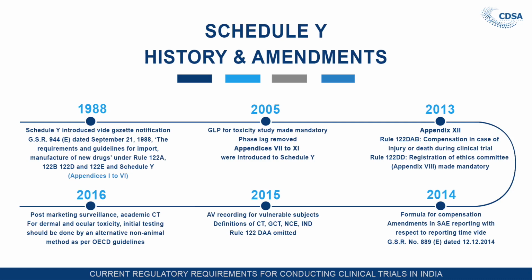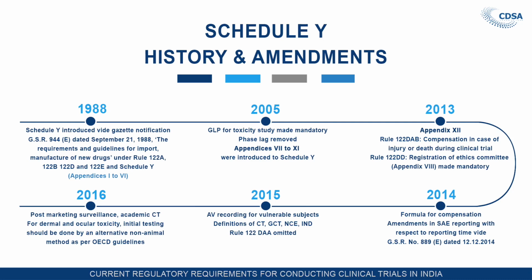GSR 944E, dated 21st September 1988, and as we have seen, it is related to the requirement and guideline for import, manufacture of new drug under Rule 122A, B, D and 122E. We will see these rules in our subsequent slides. At that time, the appendices 1 to 6 were present.